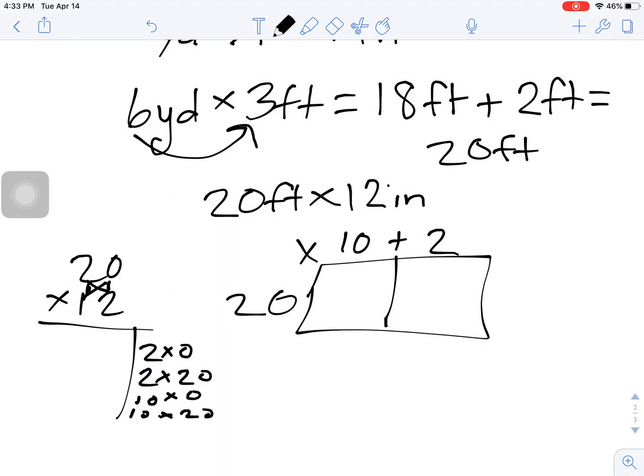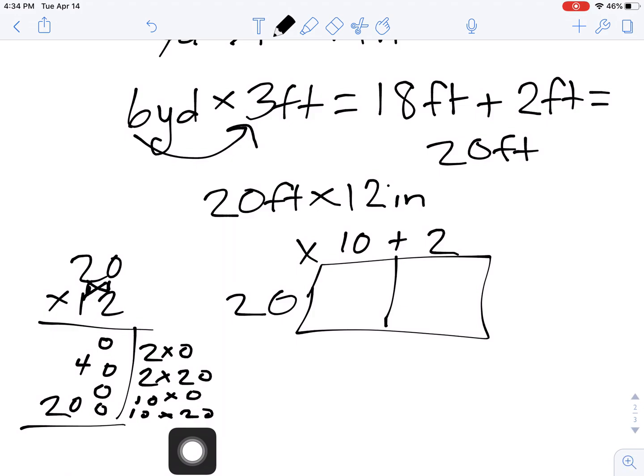So in my partial product, I know 2 times 0 is 0. And then 2 times 20 looks a little more tricky, but I know that there's a 0. So I'm going to put my 0 as my placeholder. And then I'm just going to go 2 times 2. 2 times 2 is 4. Then I have my 0, because 10 times 0 is 0. It's nothing. And then I'm going to come over here and I'm going to see that 10 has a 0 and 20 has a 0. So that means I need 2 zeros. And 1 times 2 is 2. Then I add it up going down. 0, 4, 2. It would be 240 inches.